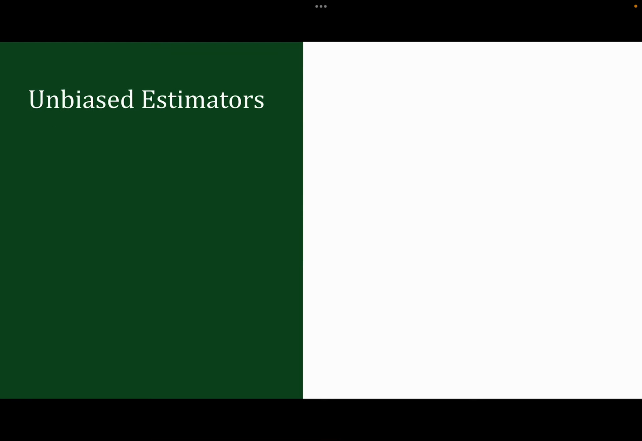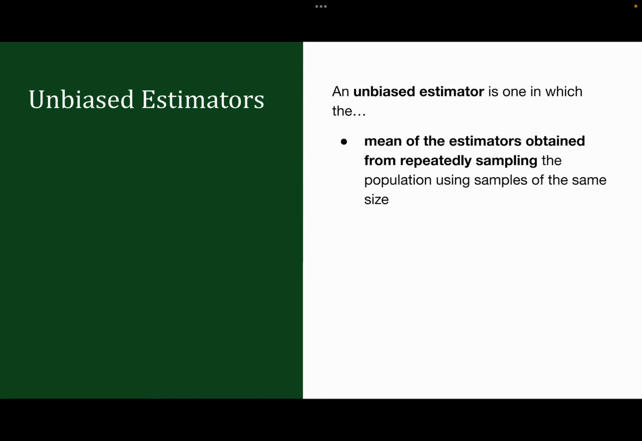We'll start with unbiased estimators. This is the biggie. An unbiased estimator is one in which the mean of the estimators that we obtain from repeatedly sampling from that same population using samples of the same size. So if I'm talking about height of US adults, I'd repeatedly grab samples of, say, 30 adults and calculate their mean and do it over and over and over again. And if I were to calculate the mean of those samples, it should be equal to the population parameter that we're trying to estimate, in this case, the mean height.